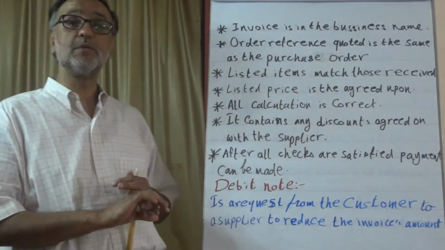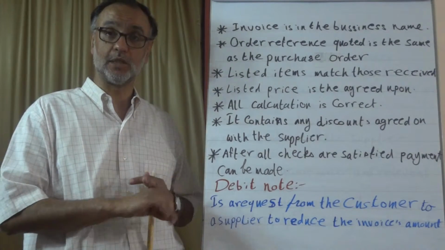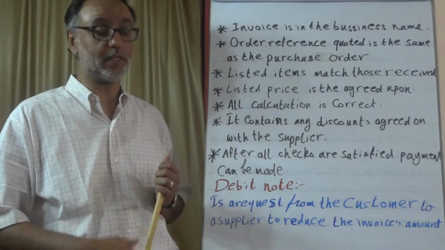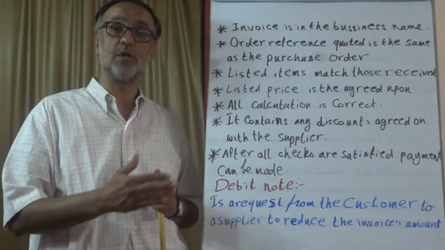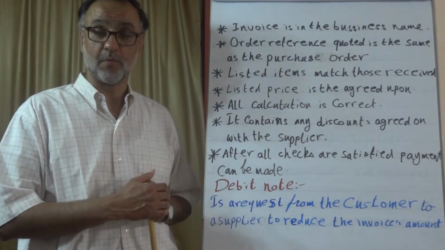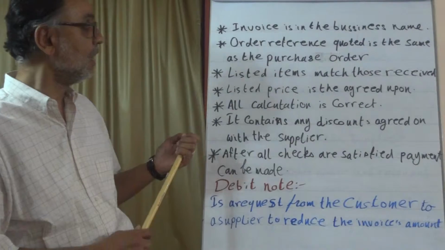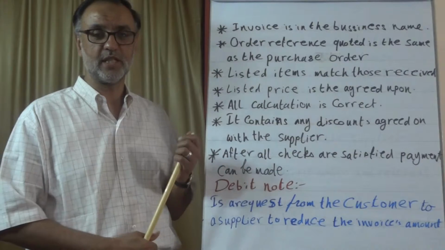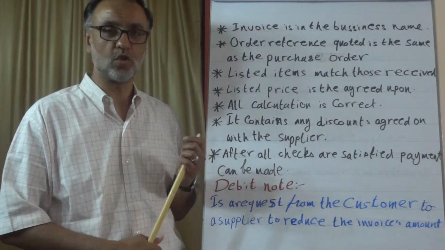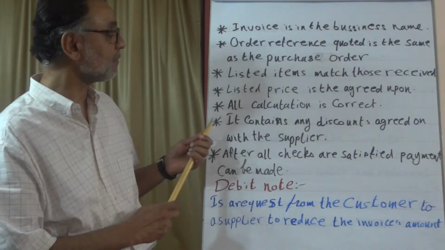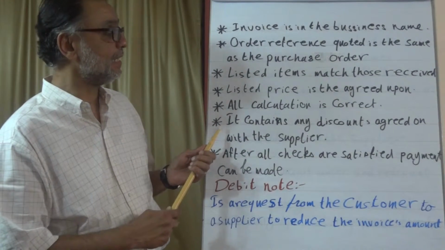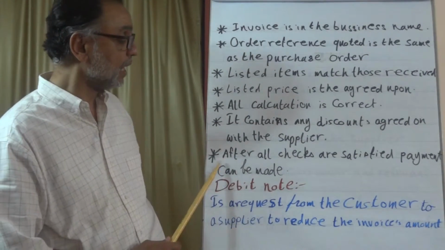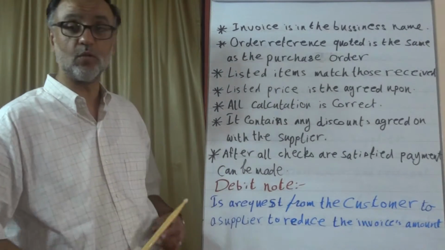Third thing, listed items match the received items. We received what's being charged to us. Listed price is the agreed upon price, regardless if it's through the offer, if it's mentioned in our purchase order, or if there is pricing agreement with the supplier. All calculations correct. You have to review the calculation. Don't depend on the invoice that's generated automatically, so you have to do the calculation. It contains any discount agreed on. If there is any agreement on discounts, it should be included. After all checks are satisfied, then you can do the payment for the invoice.